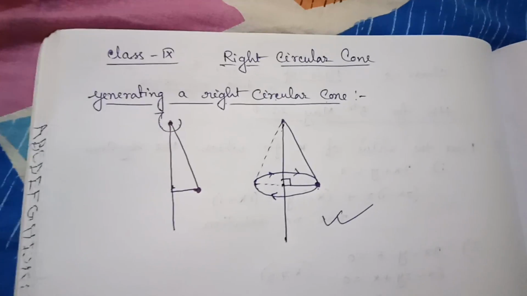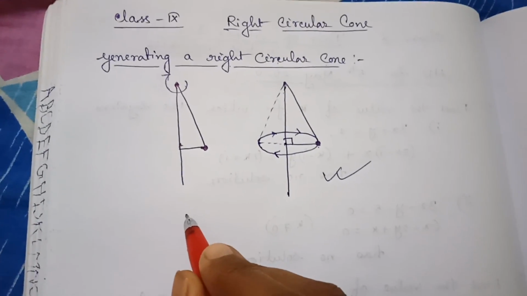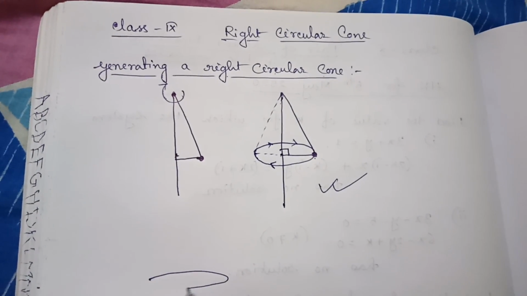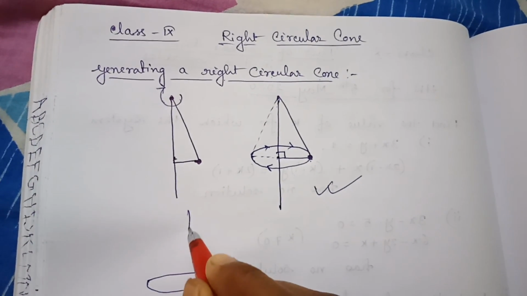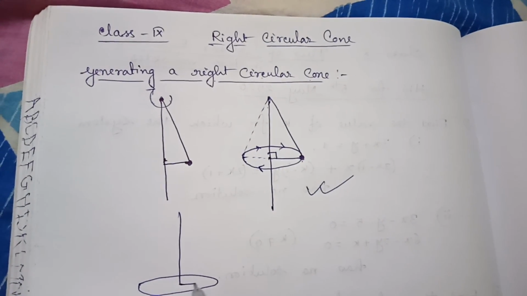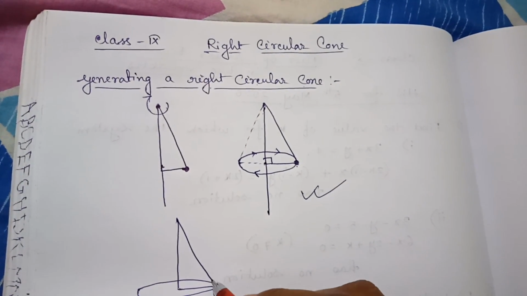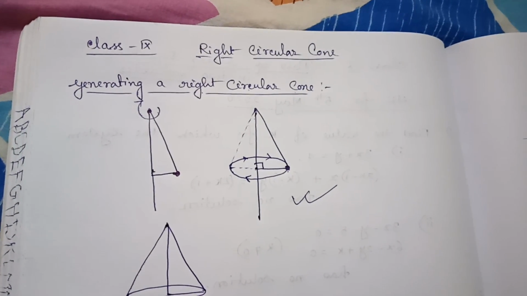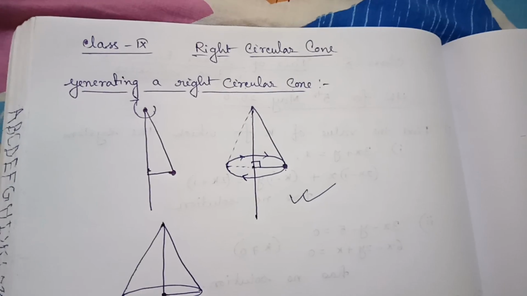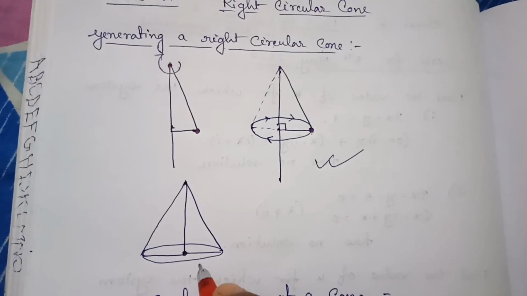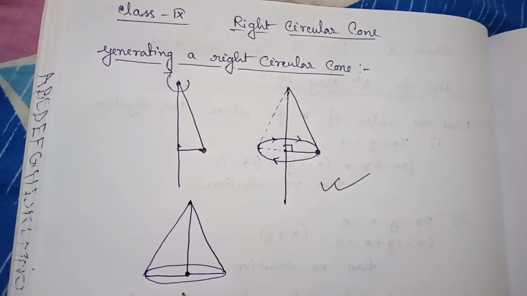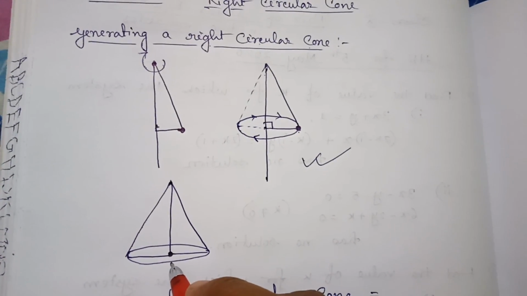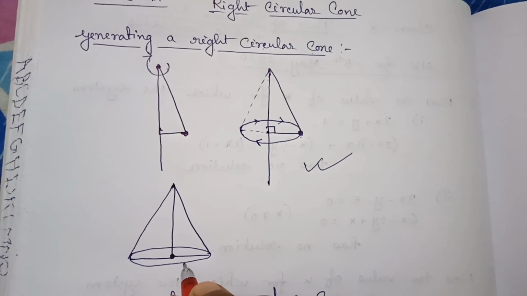Okay? Now I'm drawing a right circular cone, a very simple figure, so that you can understand the rest of the parts. Okay? So this is a right circular cone. In a right circular cone, there are some notations that are generally used.